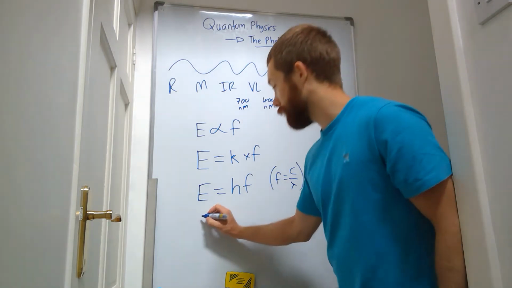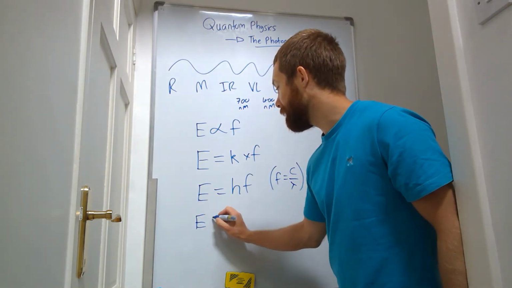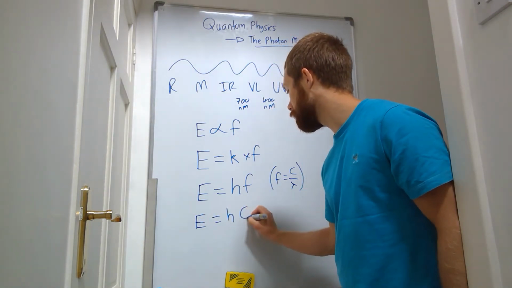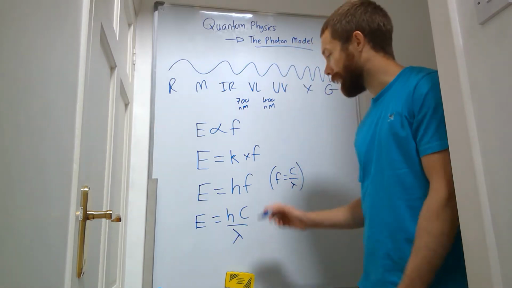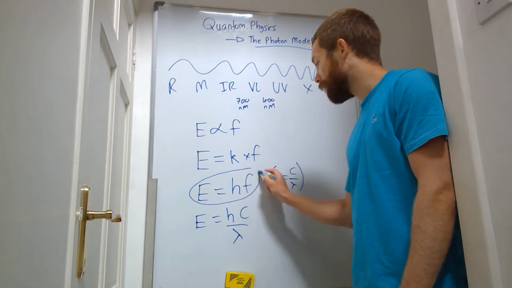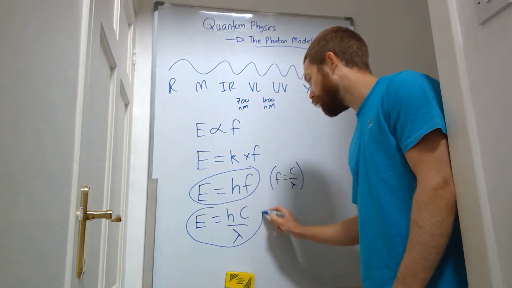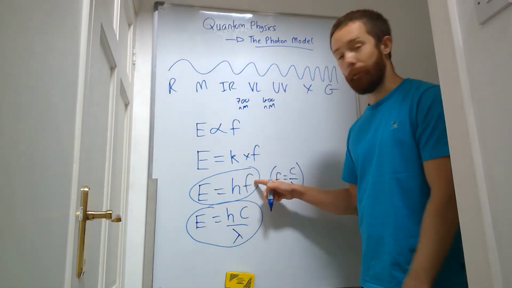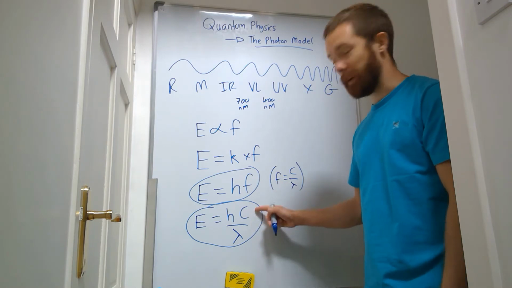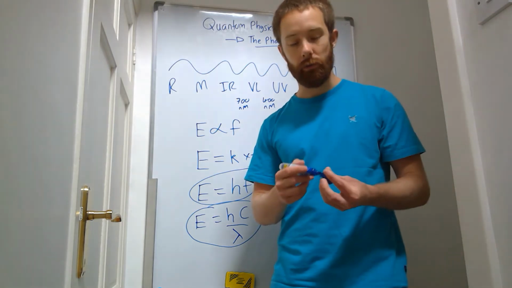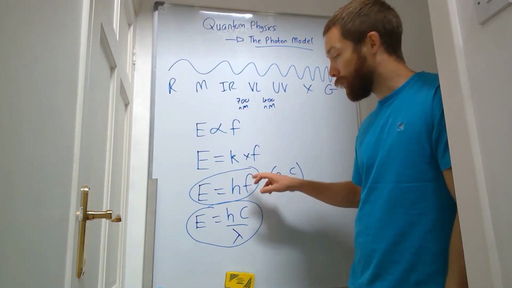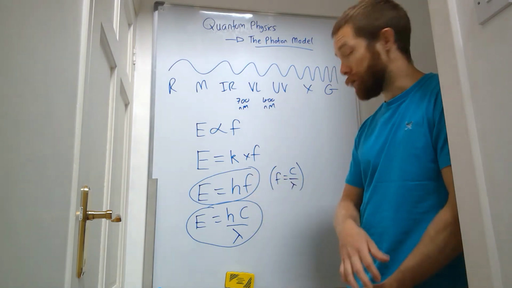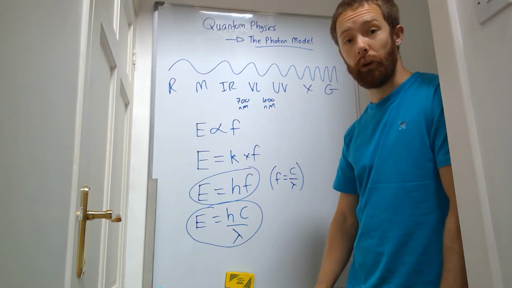So we also know that the energy is equal to hc over lambda. So here we have the two equations. They are both exactly the same equation. We've just got h multiplied by frequency, or h multiplied by the speed over the wavelength. It's just if you want the equation in terms of frequency or wavelength. Now these two equations are absolutely crucial and you're going to use them all the time as we go through.